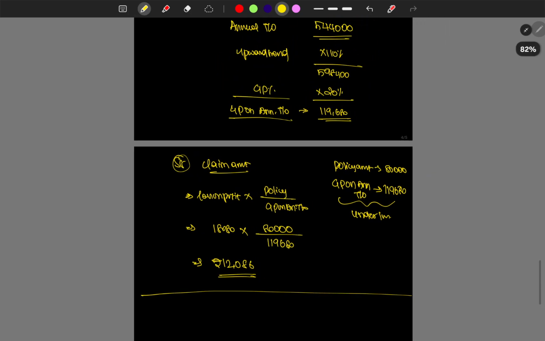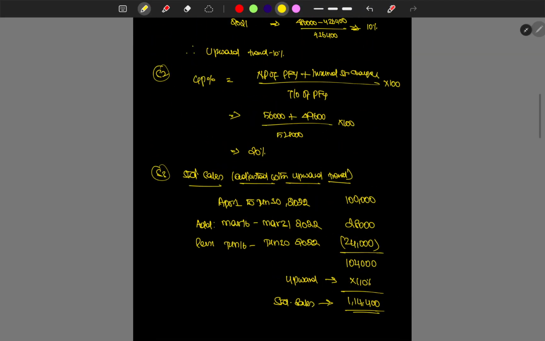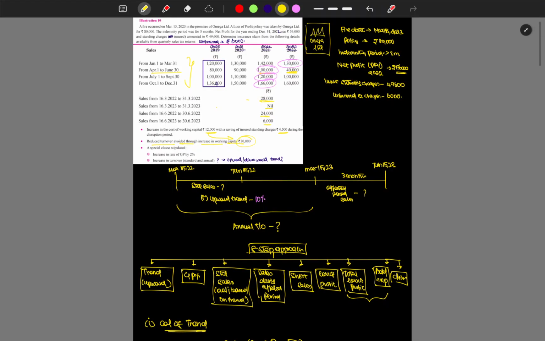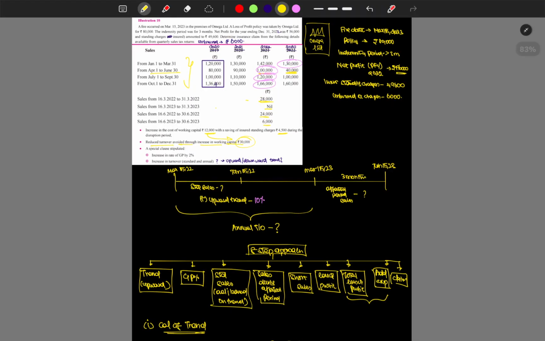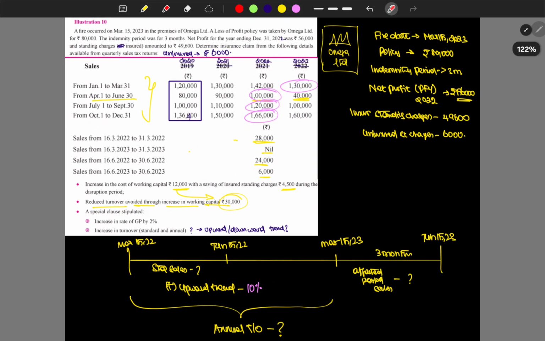That is the actual claim amount. So this would differ from the book problem because we have added some other line items to understand the comprehensive output of this problem. So I would just like to give a recap of what we have done here. They have said that fire occurred on March 15 and the policy amount is 80,000, and the indemnity period is 3 months, and the previous year net profit has been given, which is 56,000, and insured standing charges and uninsured standing charges are given.